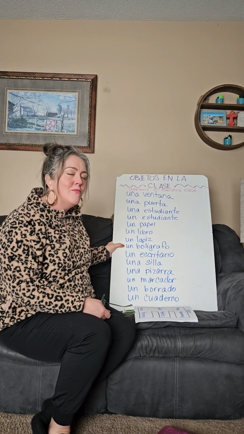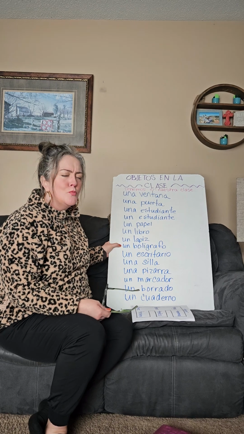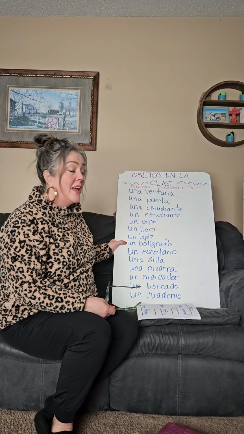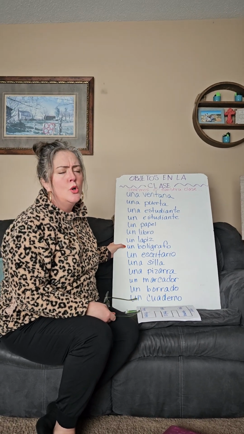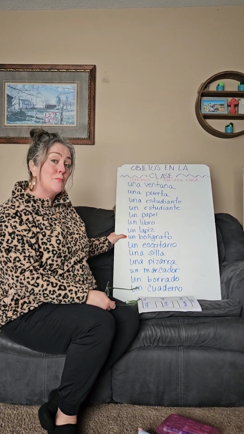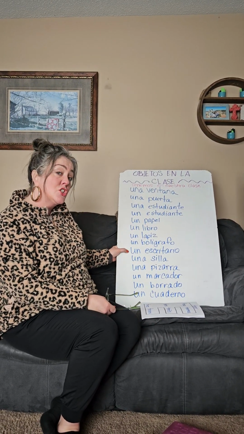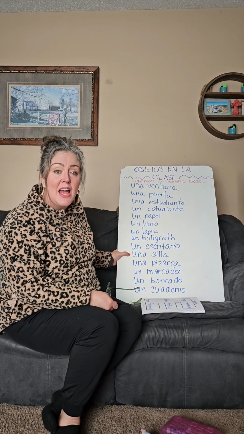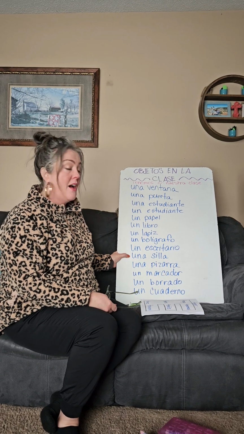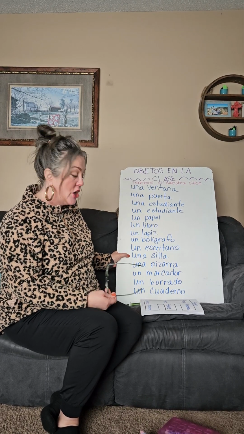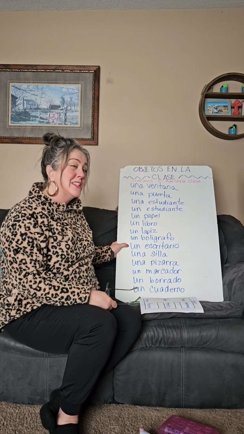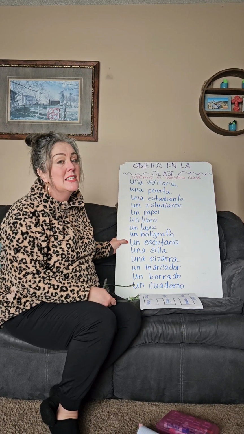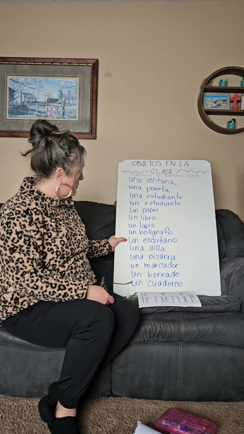Un bolígrafo. That is one of my all-time favorite Spanish words. It sounds super powerful, and it is. The pen is powerful, and I always like to have one close to me. Un bolígrafo means pen. Un escritorio means desk. Una silla, that means chair. But we have unas sillas, many chairs. Also, instead of a desk at school, we have una mesa, which means a table. We don't use a desk, we use a table.